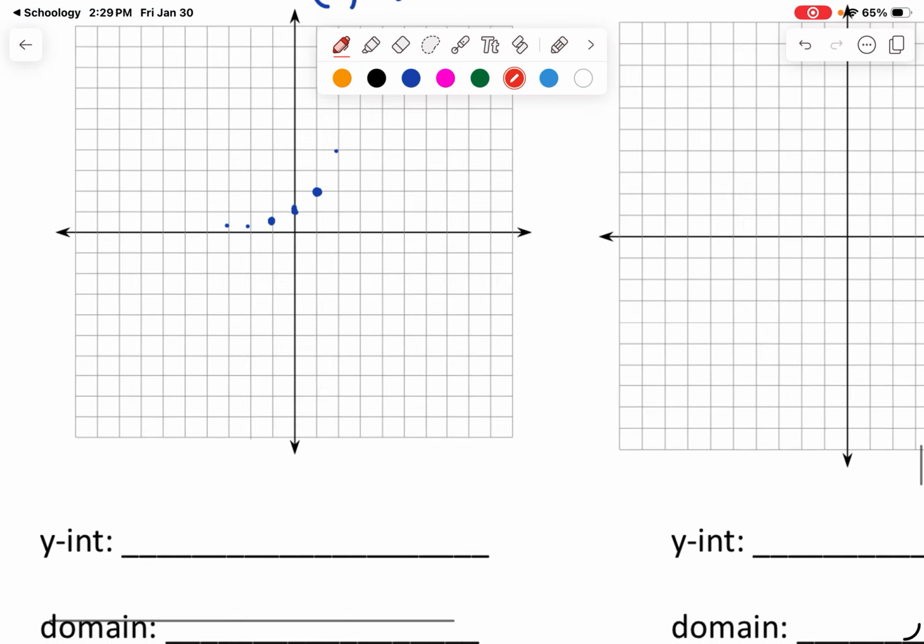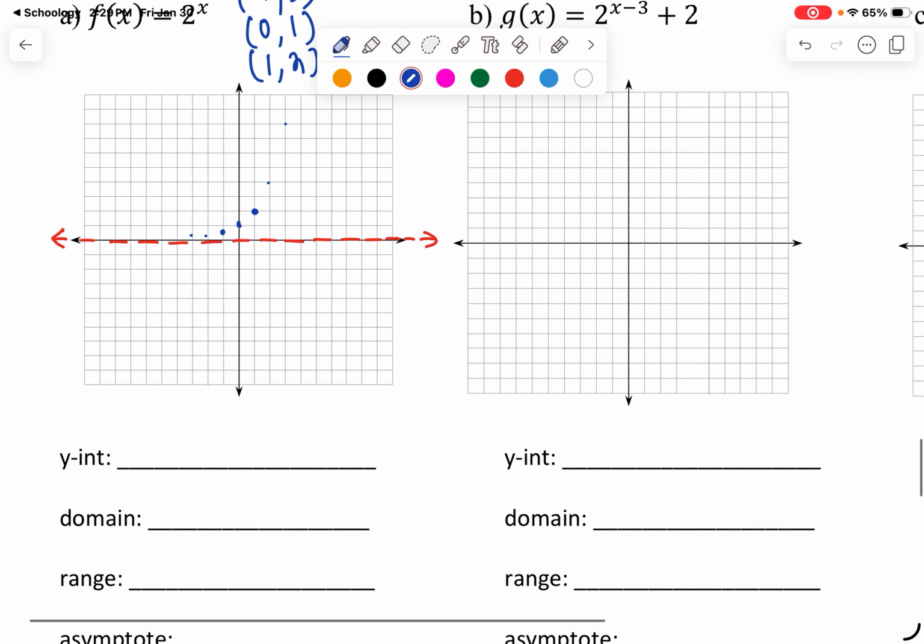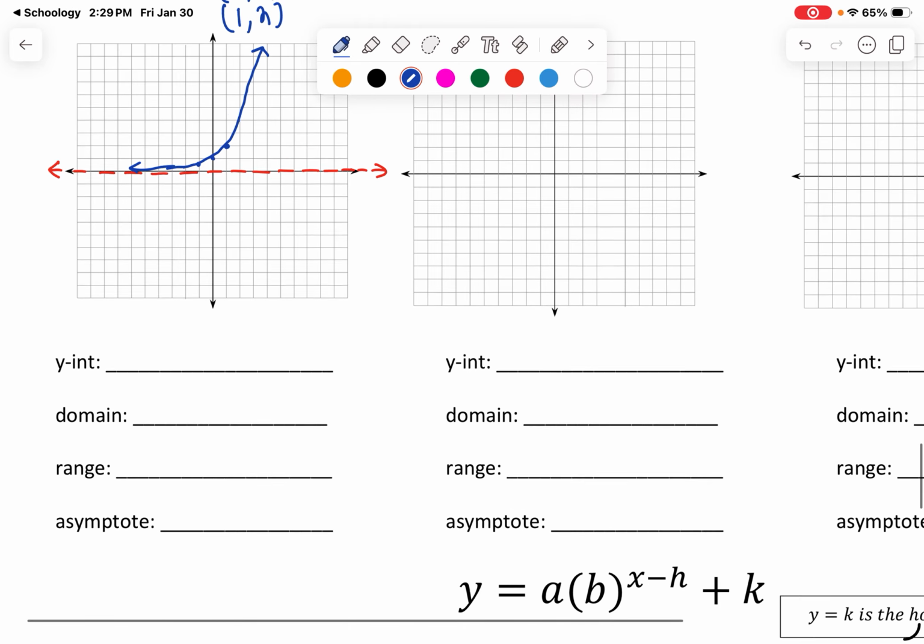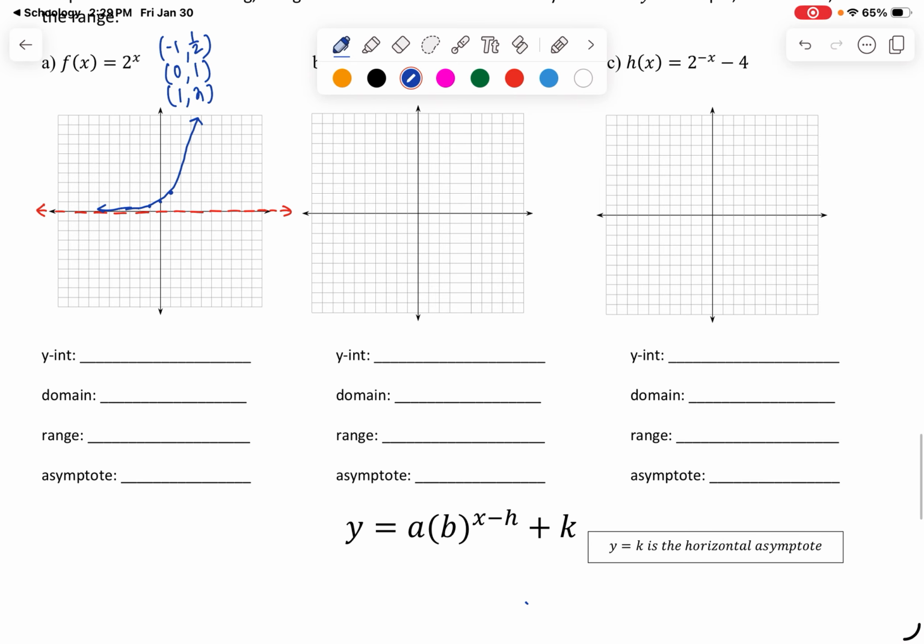So what that means is that there is an asymptote at y equals 0. So we're going to draw that in, and then we can graph this graph. But now we know what it looks like. We knew that we had that asymptote there, but now we can actually see where it is, okay? And it's one piece. Your y-intercept for this one is 0, 1.